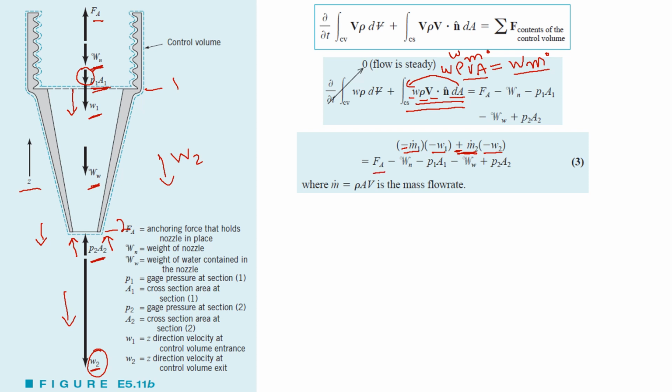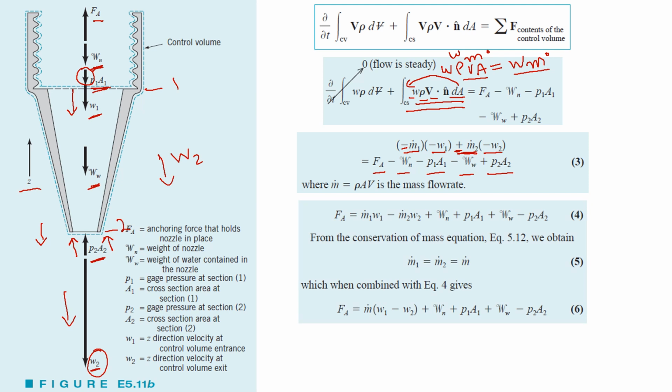These are all the forces: the anchoring force, the weight of the nozzle, the pressure force at section 1, the weight of our water, and the pressure force at section 2. Now we want to find the anchoring force, so we got this equation by just shifting some terms to the right and leaving one anchoring force term to the left.